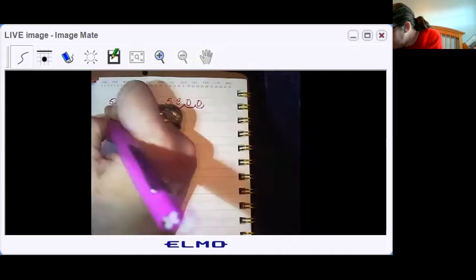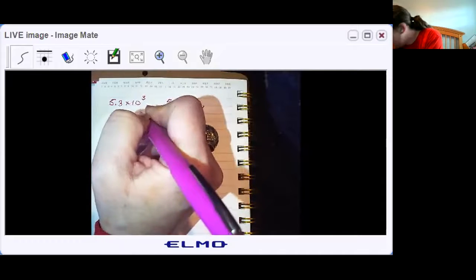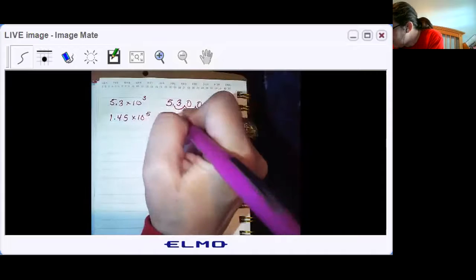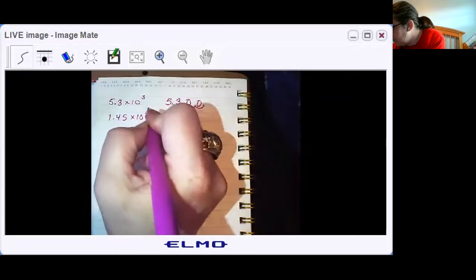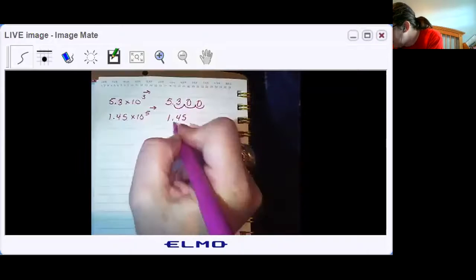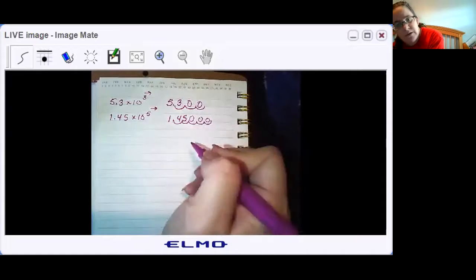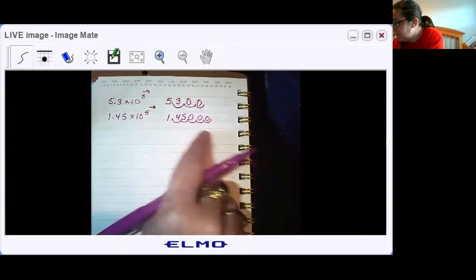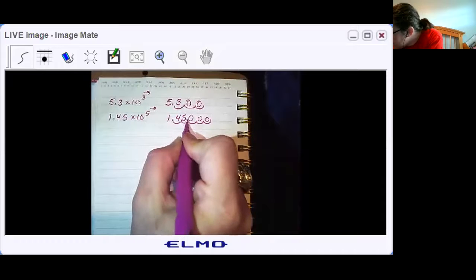Okay, let's try another one. 1.45 times 10 to the fifth. Okay, so I start out with 1.45. Positive exponent means I'm going to grow, going to go this way. Okay, 1, 2, 3, 4, 5. So 1.45 times 10 to the fifth is equal to 145,000, because I put my little comma right here.